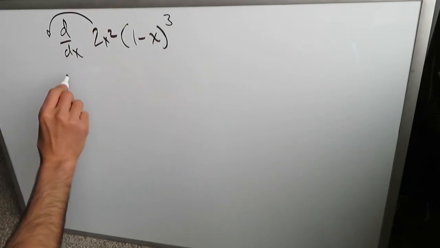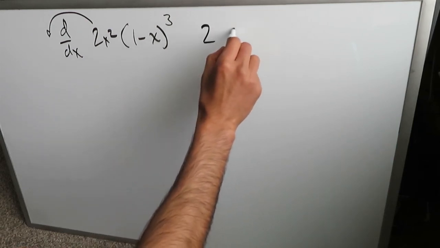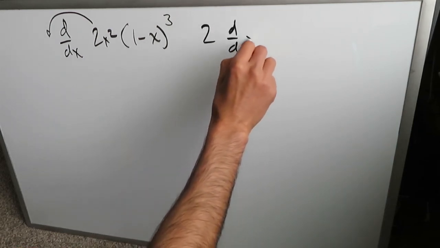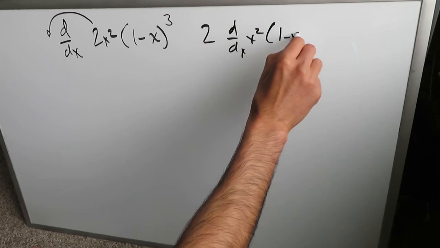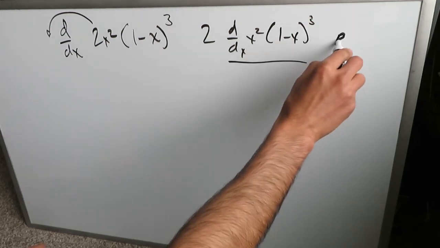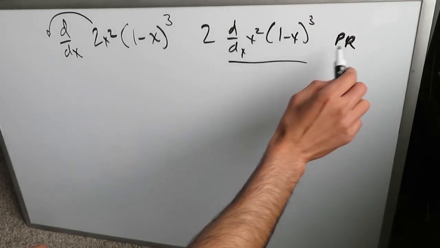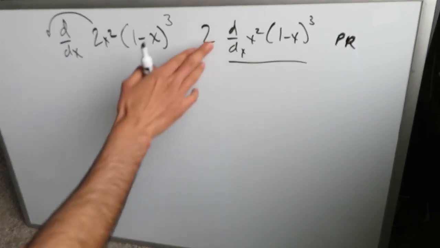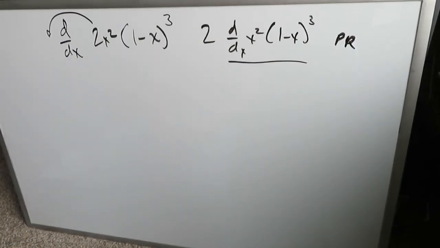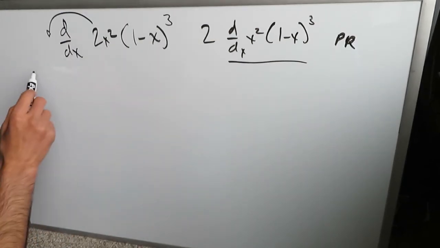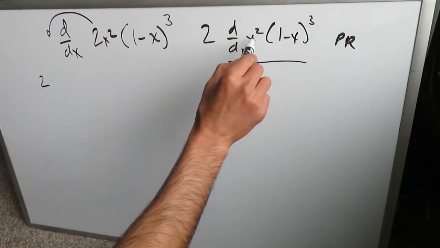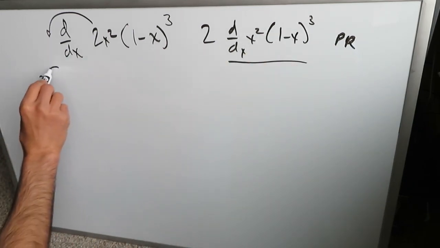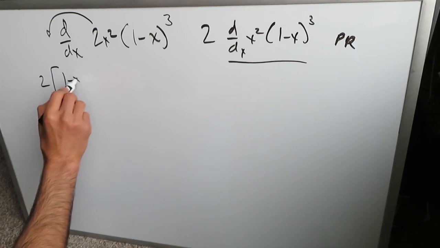I'm going to bring this out over here, and I'm going to view this as 2 times the derivative of x squared times 1 minus x cubed. Now, of course, I'm still looking at the product rule, and I'll still be dealing with the chain rule, but that's fine. At least we push the 2 aside. You don't have to, but you can. So let's look over here. Here's my f and here's my g.